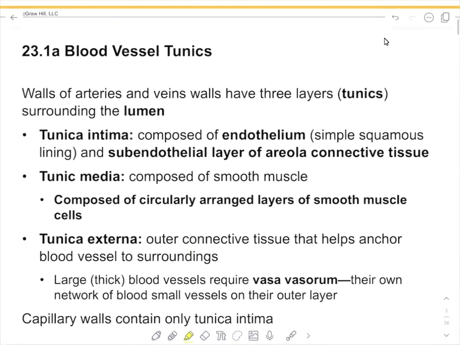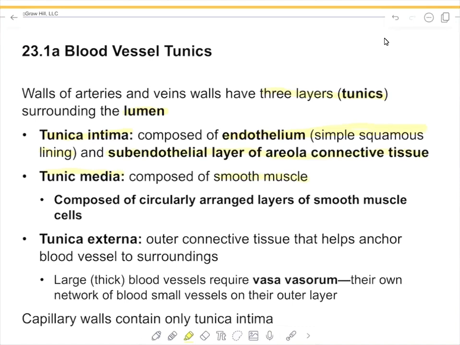Each of the blood vessels has layers around it, and those layers are called tunics, and they surround the open region of the blood vessel, which is referred to as the lumen. The first layer surrounding a blood vessel is called the tunica intima, and it's also referred to as the endothelium, which is simple squamous epithelium with a subendothelial layer of areolar connective tissue.